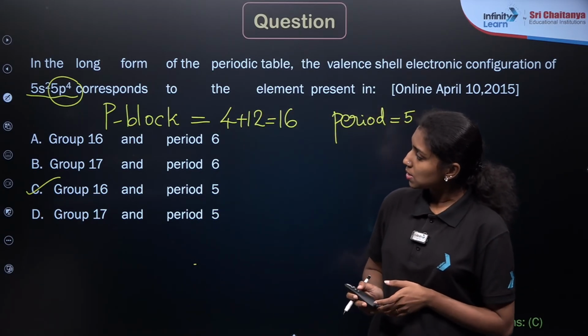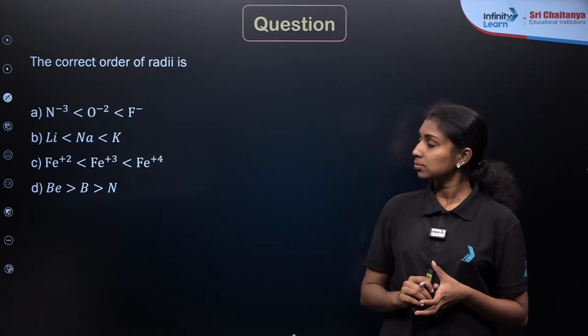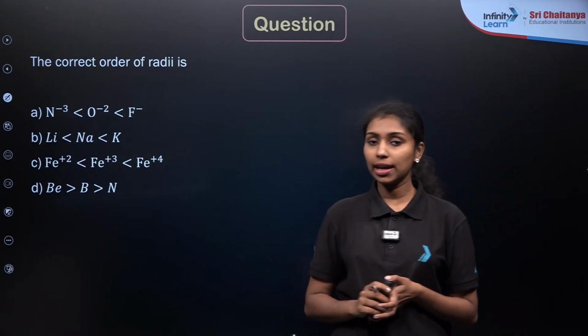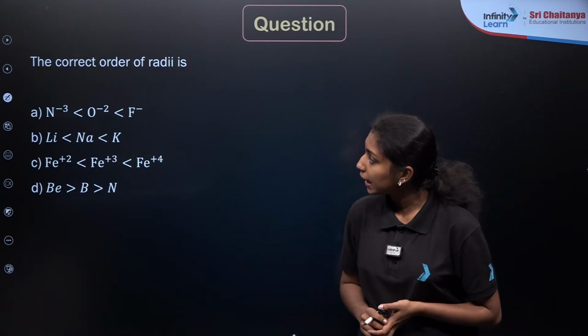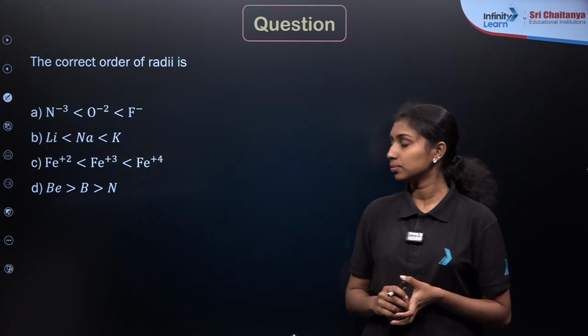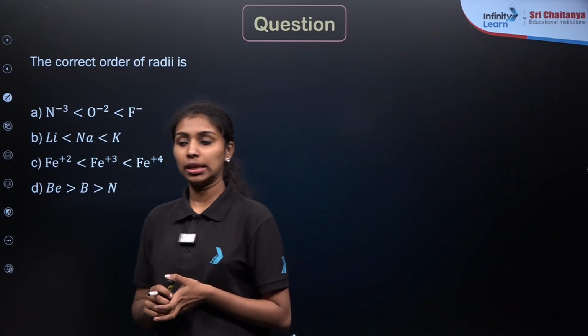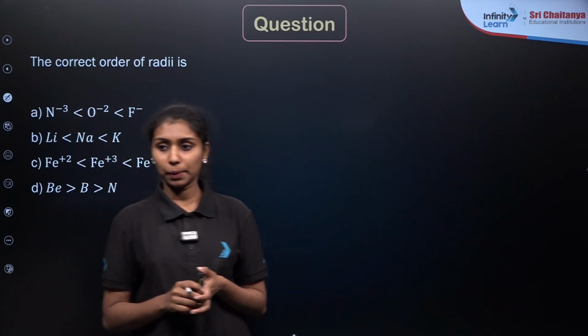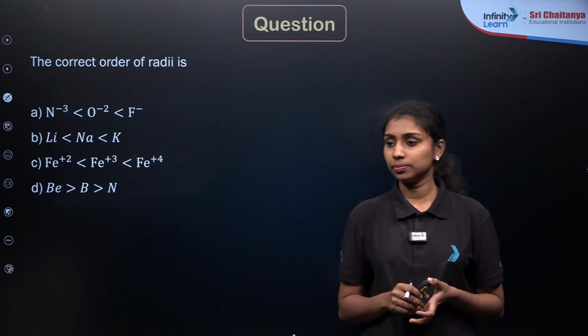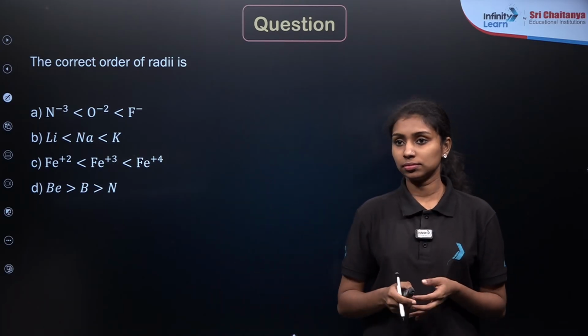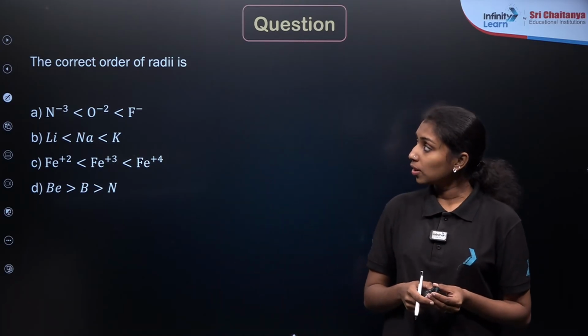Now moving to the next question. Again ionic radii. The correct order of radii is, read the question carefully, there will be multiple answers. The correct order for the radii.